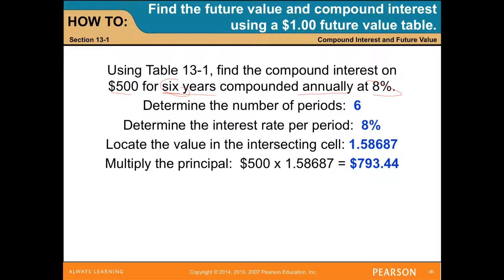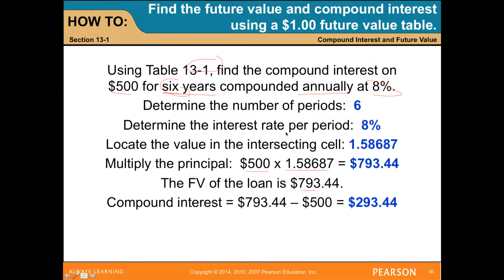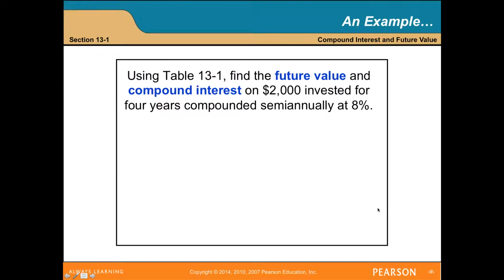Multiply the principal, $500, times 1.58687, and that equals $793.44. The future value of the loan is $793.44. This will make sense if you look at the table, so make sure you look at Table 13-1. Compound interest equals $793.44 minus $500, which is $293.44.